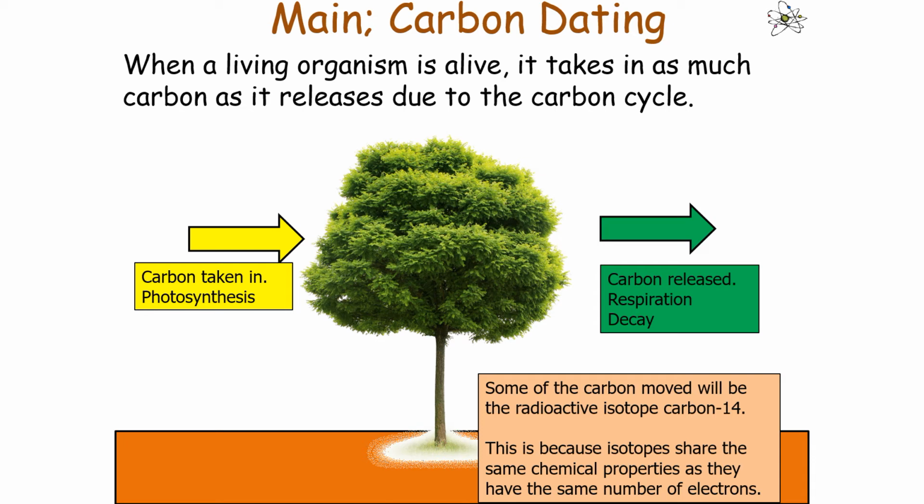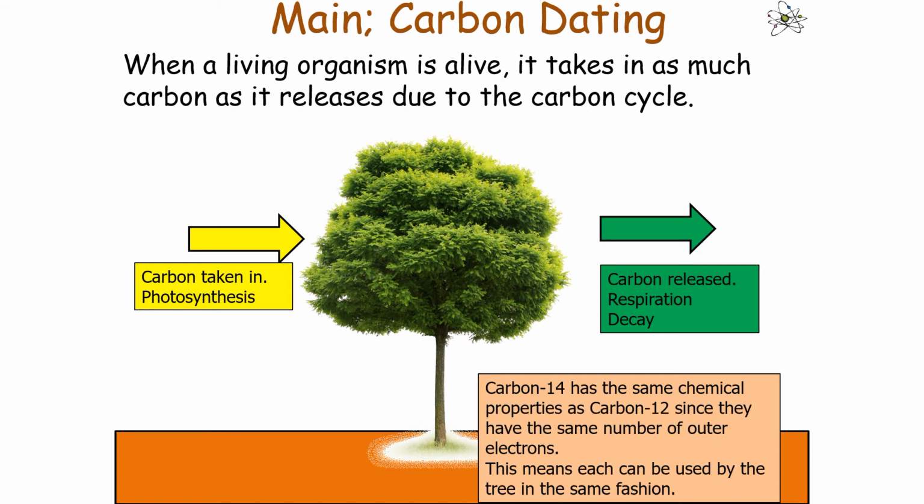Now, this is because isotopes share the same chemical properties as they have the same number of electrons. Now, carbon-14 and carbon-12 have the same identical carbon properties as they have the same number of outer shell electrons. So this means they can be used by the tree in the same fashion. So to a tree, it doesn't matter if it's carbon-12 or it's carbon-14. It's all carbon to a tree.